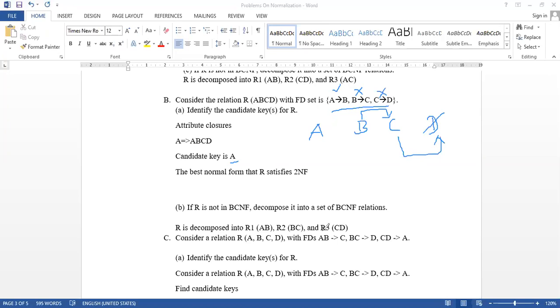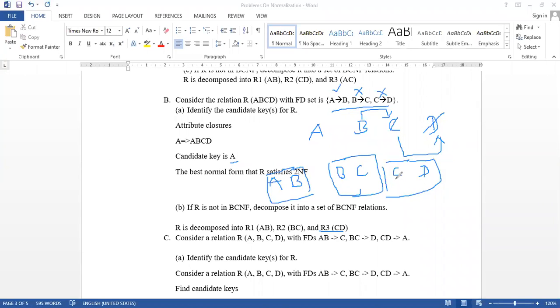CD in a separate table. Now keep BC in a separate table. Now what about the other attributes? AB. Keep AB in a separate table. Now it is decomposed into BCNF, right?